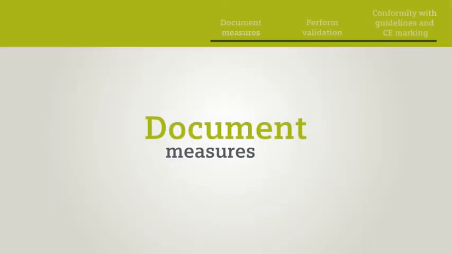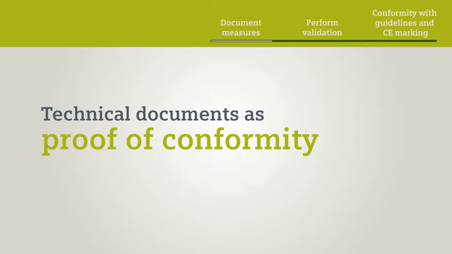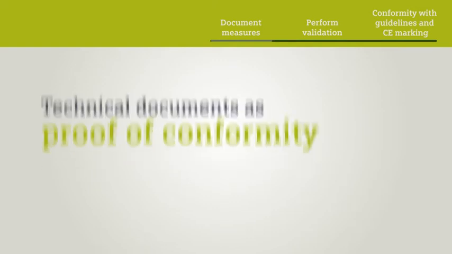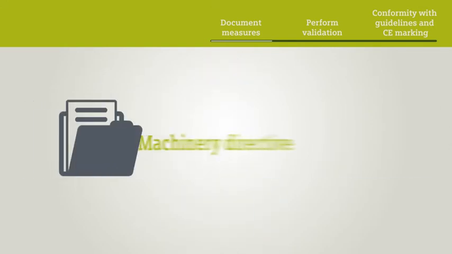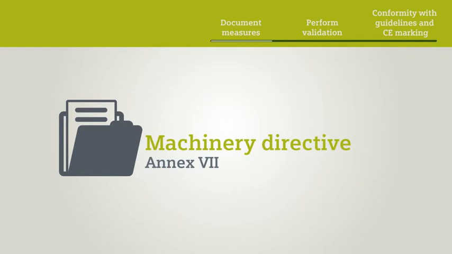First, the measures taken are documented. The manufacturer prepares the technical documentation as evidence of conformity. In the event of damage, this documentation is essential for clarifying liability. Base your documentation on the information in Annex 7 of the Machinery Directive.